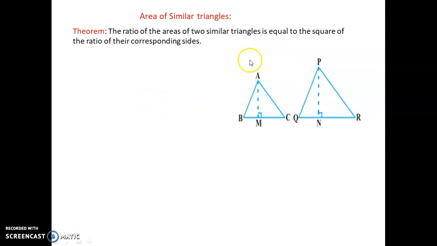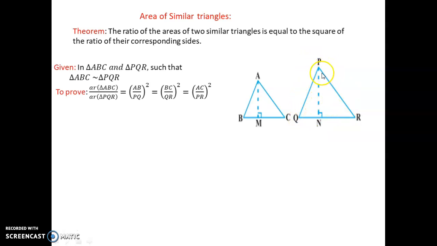Okay, let's see. We consider two triangles. We can see here two triangles, triangle ABC and triangle PQR, and AM is the altitude and PN is the altitude of the triangles. AM is the altitude of triangle ABC and PN is the altitude of triangle PQR. So first of all we will write what is given.